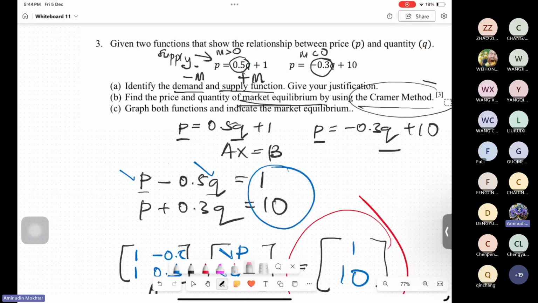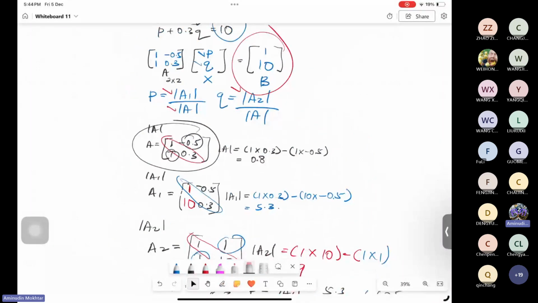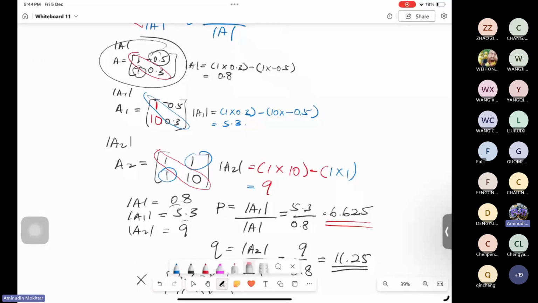Okay, the question asks you to apply the concept of the Cramer method. How to find the answer using the Cramer rule, because in this concept you need to find the determinant of A, the determinant of A1, and the determinant of A2.